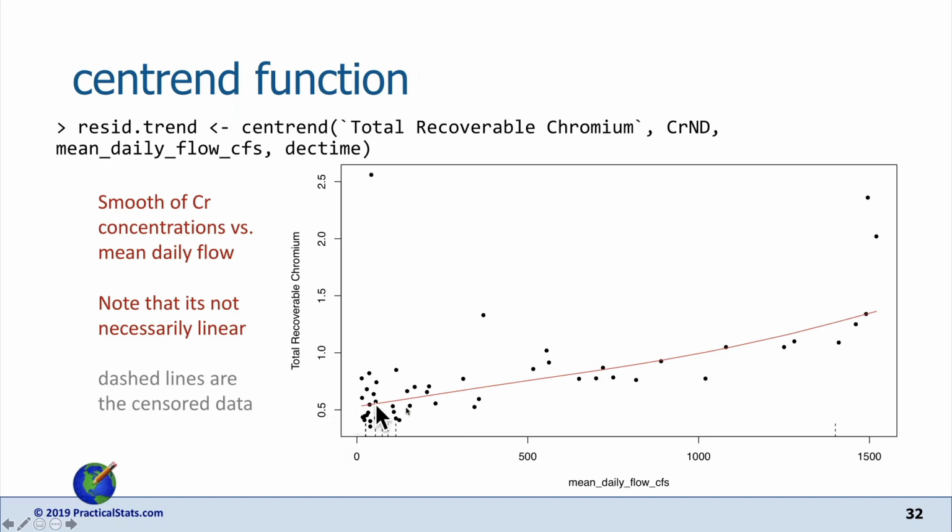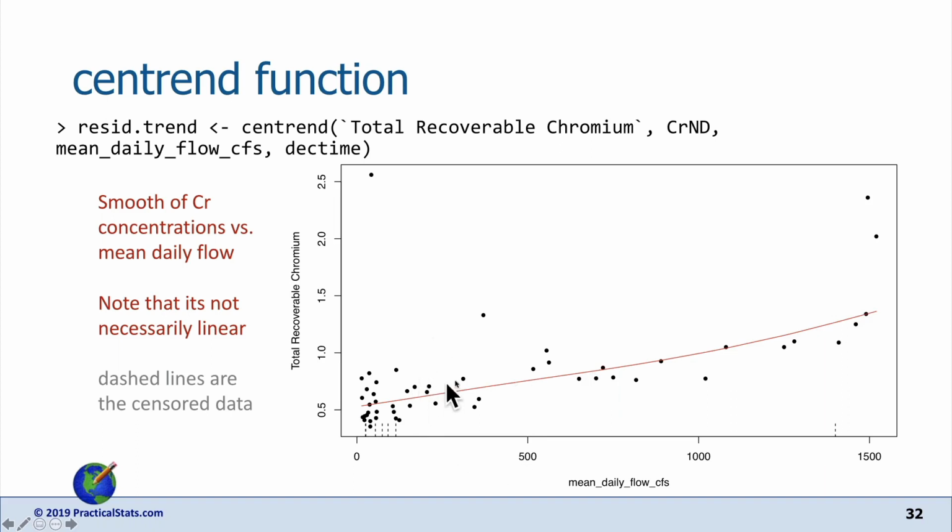So here's a picture of that smooth. This is kind of a red or orange line. And you can see it's not a straight line. It does curve, it goes up. It's pretty close, but it's not a straight line. It's bending up at the upper end. So this was the smooth, the chromium versus mean daily flow, and this is the plot of those things.